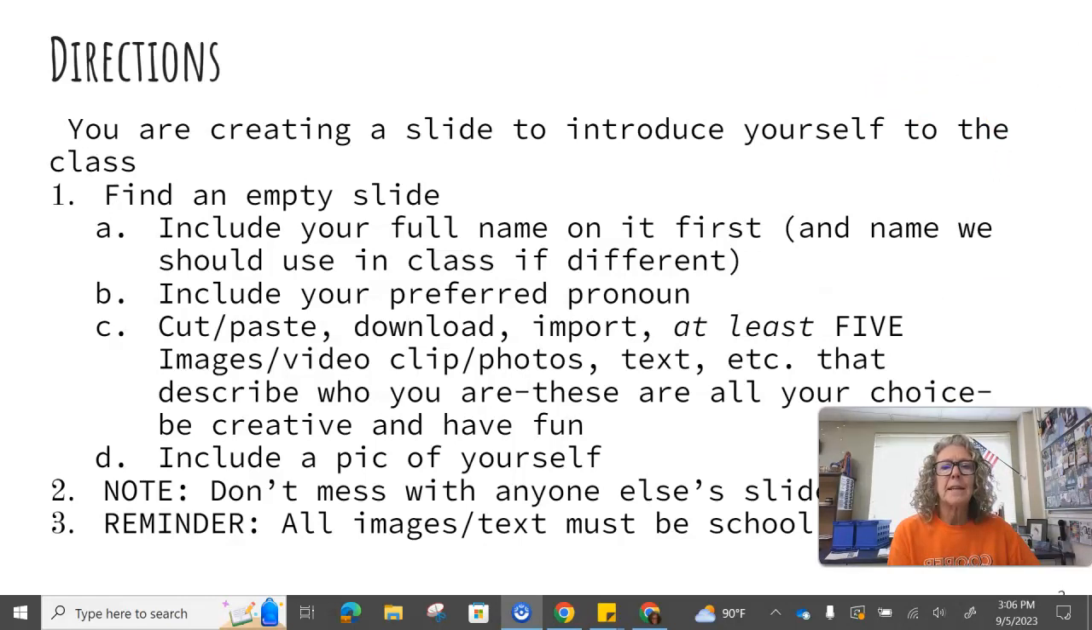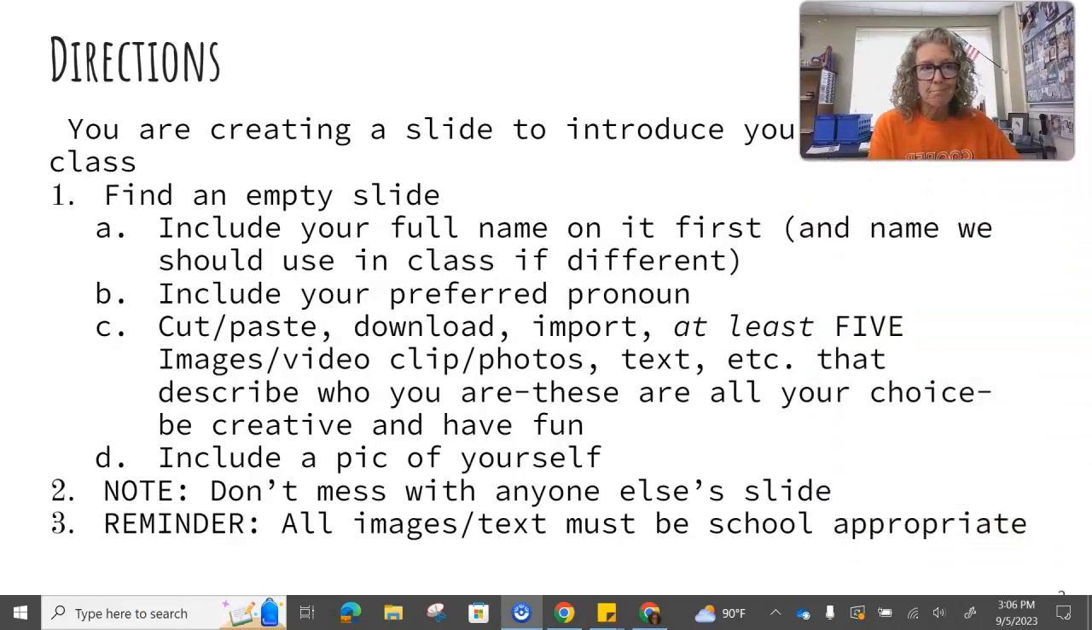So you are creating a slide to introduce yourself to the class. That's going to cover skills of organizing, making some choices yourself, and communicating on a slide and also orally. So in the slide deck, number one, find an empty slide. Include your full name on it and the name we should use in class if it's different. Include your preferred pronoun, please.